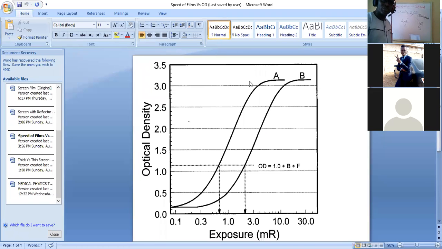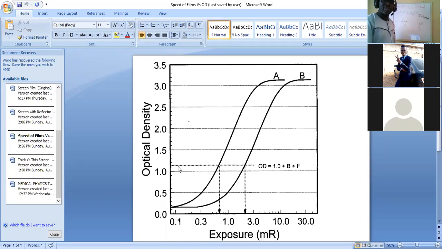A is towards the left of B. But that is not actually what we want to draw out here. We want to draw out which has more speed. This is the basic definition: if we want to define the speed of film, we base it on the level of one optical density, plus the value of base plus the value of the fog. That will give us a particular value here, maybe 1.2 or so.